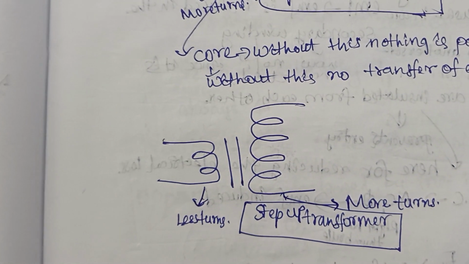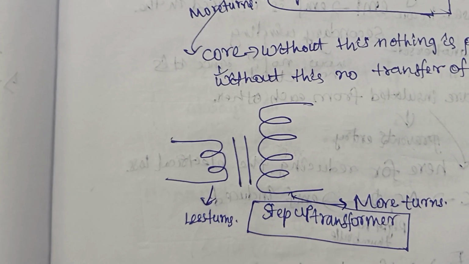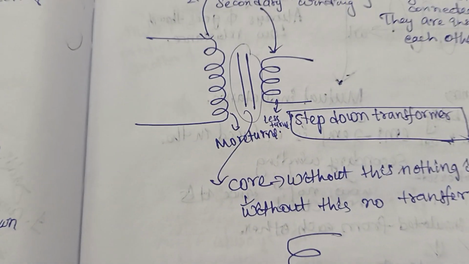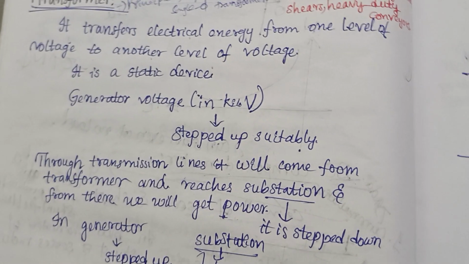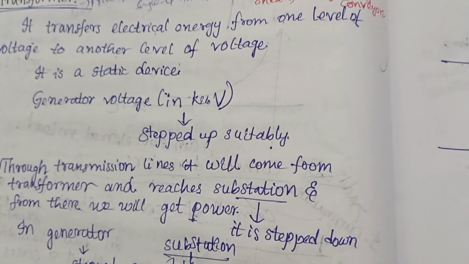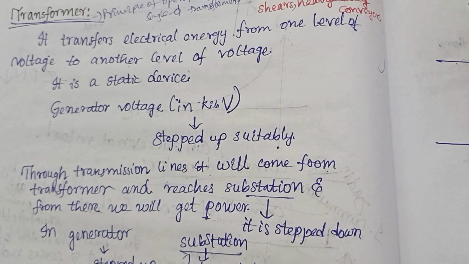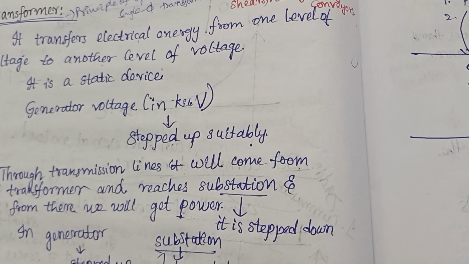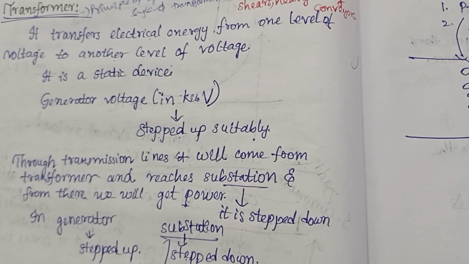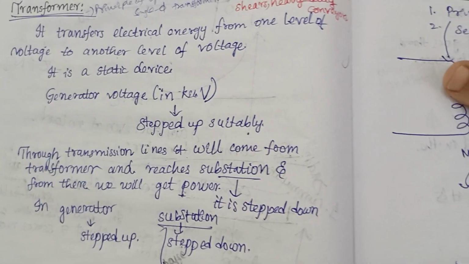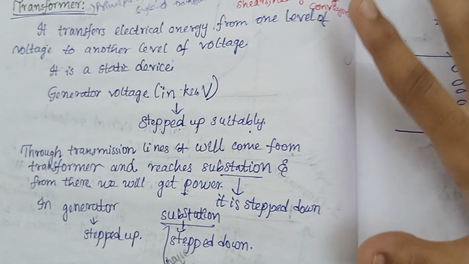This is all about your step up transformer, step down transformer, primary winding, secondary winding, and what is meant by a transformer, how we can define it from one level to another level. So all we have discussed till now, and in the next video we will learn about the working of a transformer at load and at no load.